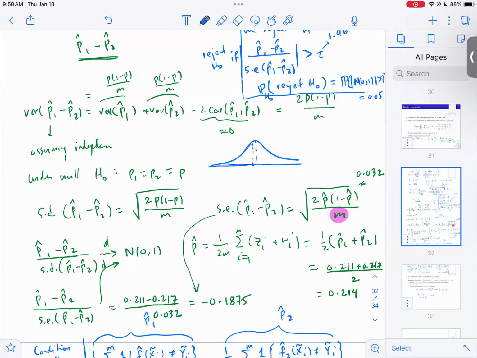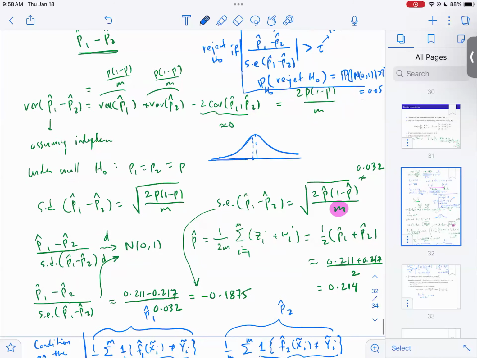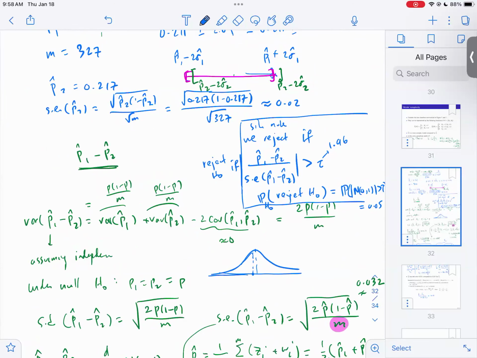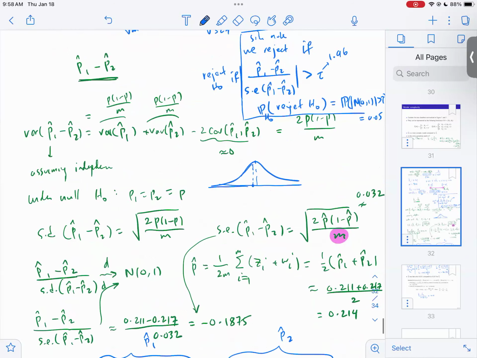You can also calculate the p-value, which is just the probability that a normal distribution is bigger in absolute value than this value. This is another way of doing it. So you can say, what is the probability that a normal distribution in absolute value is bigger than this? And that would be the p-value. And if the p-value is, let's say, less than 0.05, we're going to reject. That's going to be equivalent. But in this case, the p-value would be large.